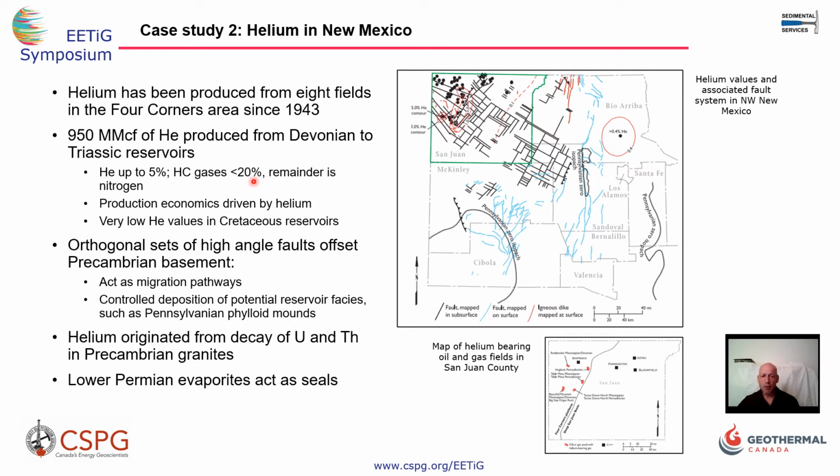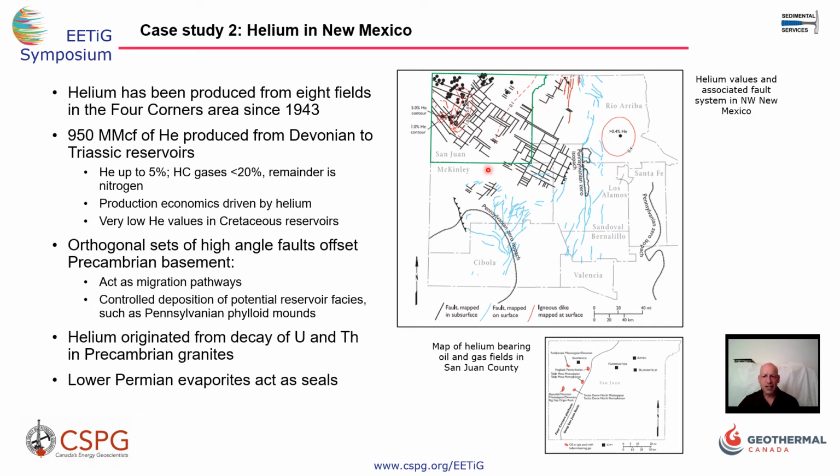It's actually very important that the hydrocarbon gases make up a lower percentage, because this makes it much easier to get the helium out, and it means that the helium concentrations are typically higher. So the production economics of these fields are driven by helium. It's not a case of producing the natural gas with helium as a byproduct. It's the helium which is driving the economics. What we see is that the values are fairly high in Devonian and Triassic reservoirs, but once you get up into the Cretaceous reservoirs, you have lower helium values and higher hydrocarbon gas values instead. So that's not so economic.